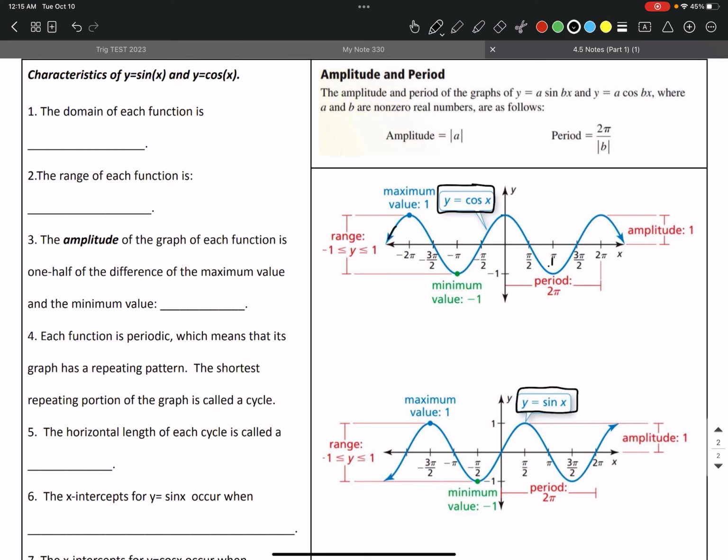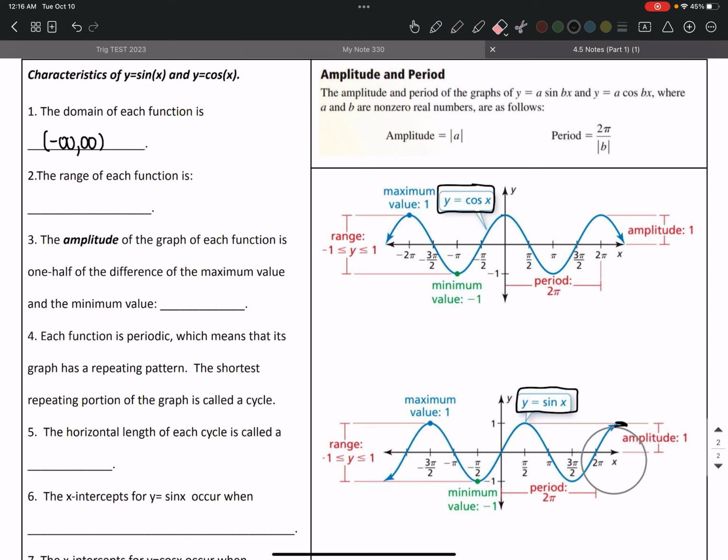I can see that both of these go on and on forever to the left and to the right, and there are no x values that aren't going to be shaded. So the domain for both is negative infinity to positive infinity, and that will be the case for every sine and cosine graph. Then I want to look at the range of each of these functions.